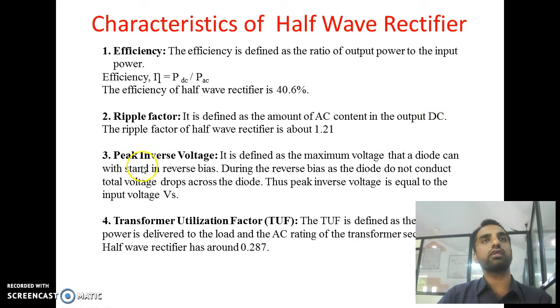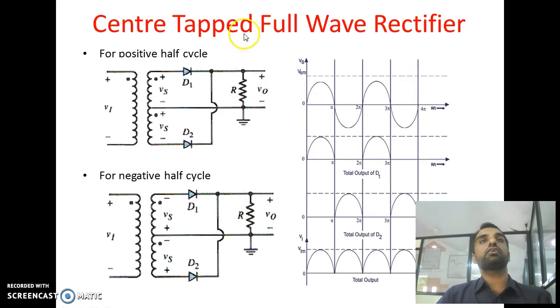The third characteristic is the peak inverse voltage. It is defined as the voltage that the diode can withstand in reverse bias. During reverse bias, the diode does not conduct, so the total voltage drops across the diode, and this voltage is equal to Vs. And the transformer utilization factor for the half wave rectifier is about 0.287.